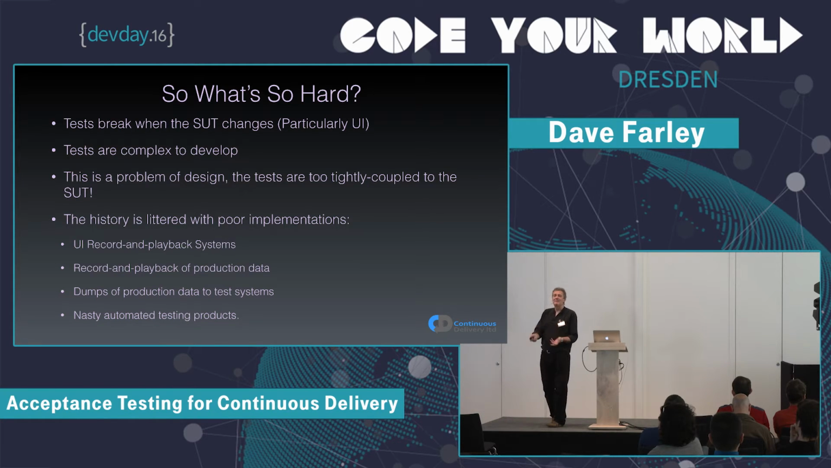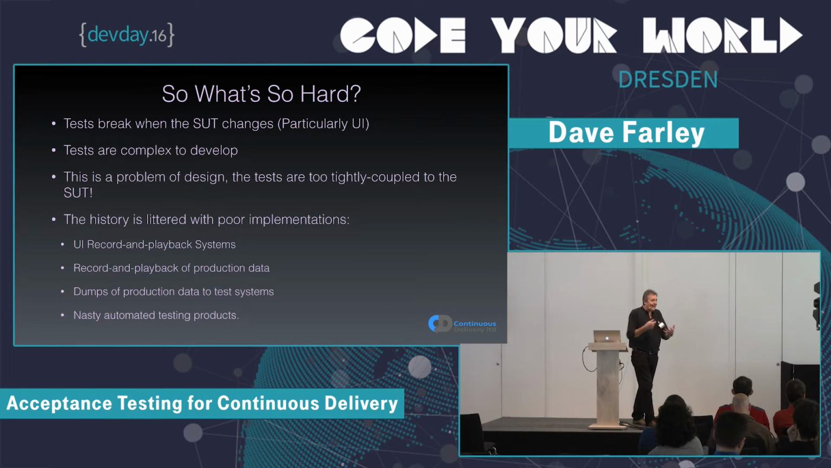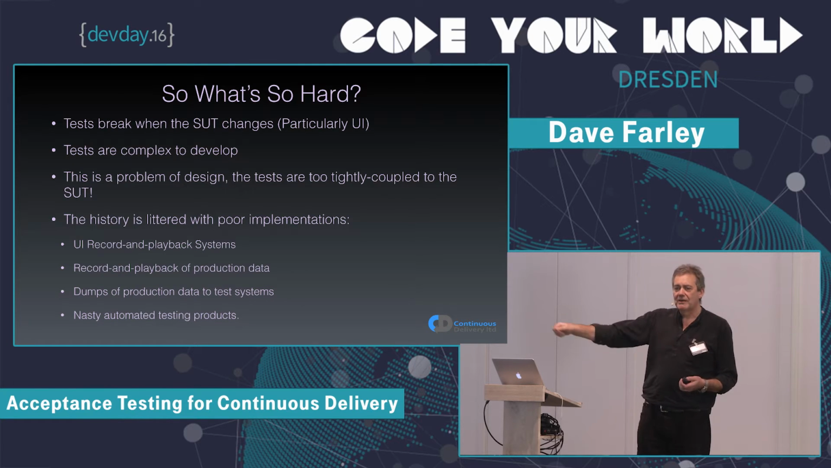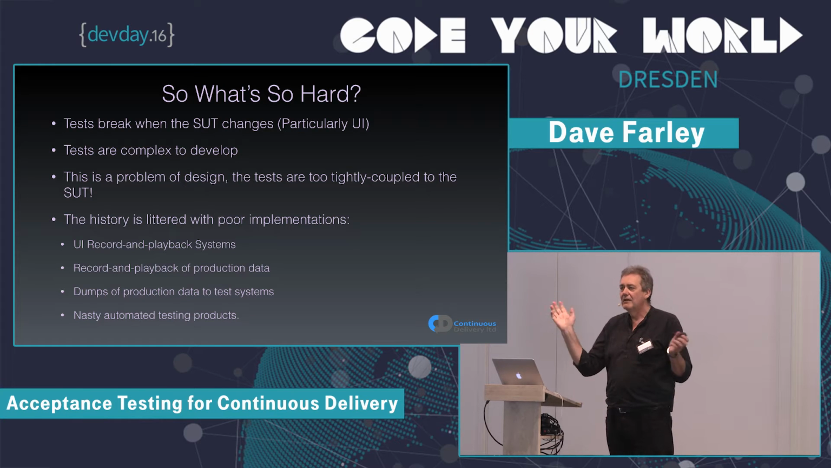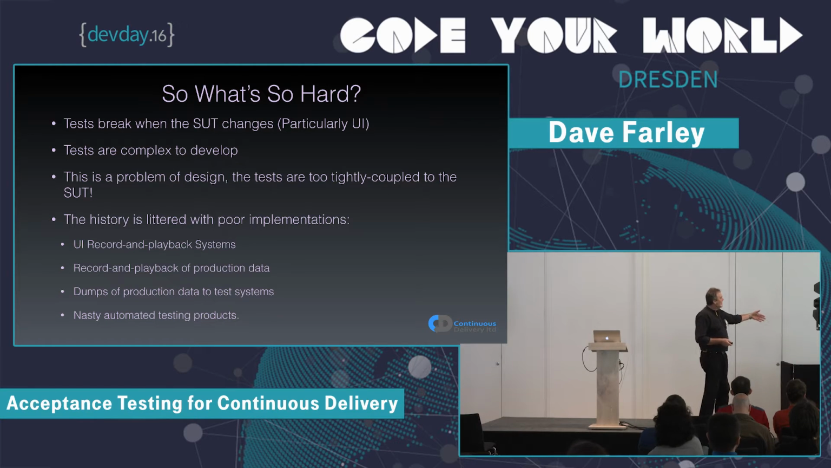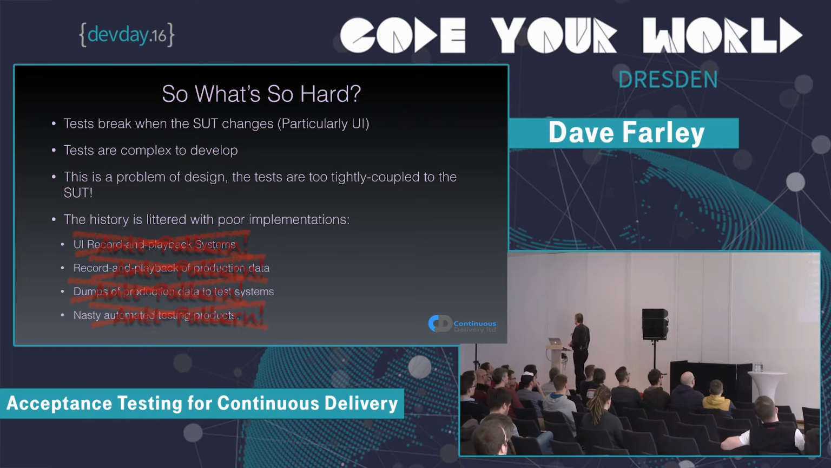The tests tend to be complex to develop. They tend to be hard to create and hard to manage, as well as hard to live with. And the history is littered with poor implementations of this sort of stuff. I have a particular hatred of the UI point-and-click record things because they're so fragile. You move things around and the tests break, or you change the name of something and the test breaks. So all of these things are anti-patterns that we should be aiming to avoid in our automated testing strategy.